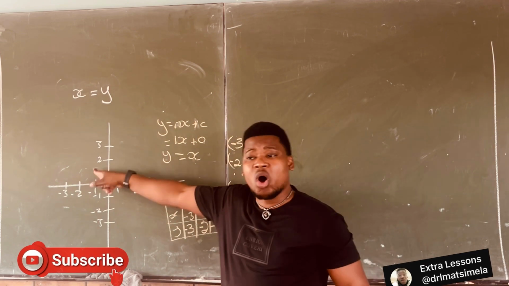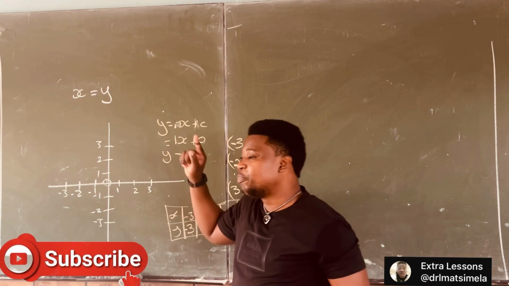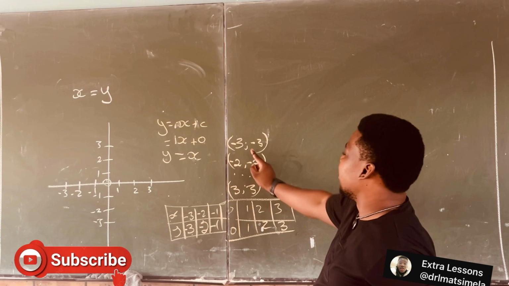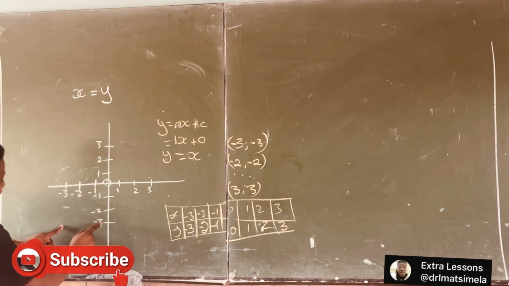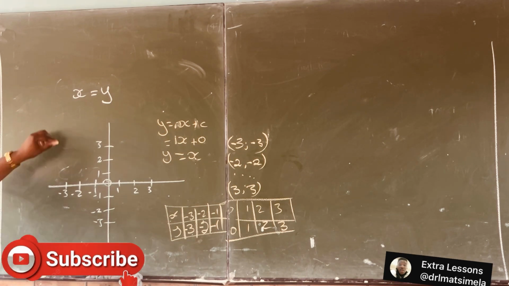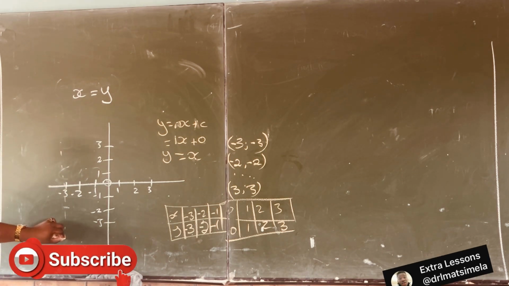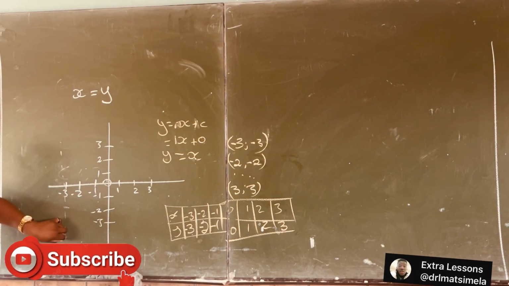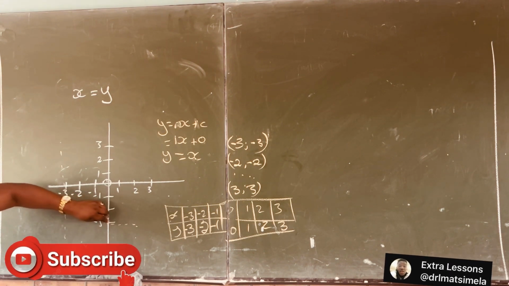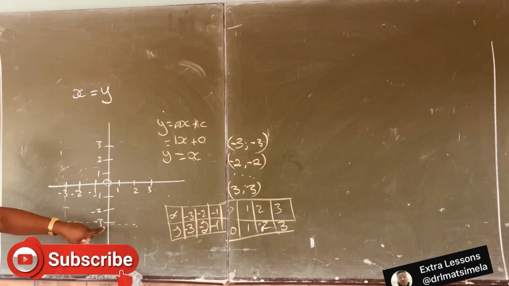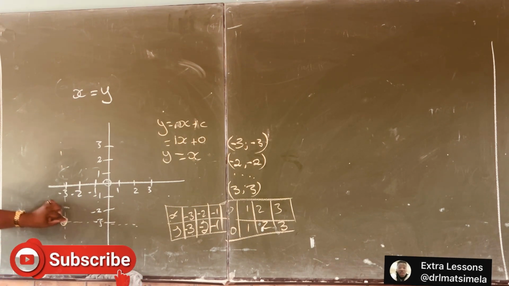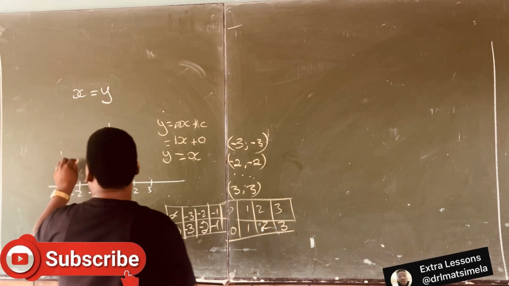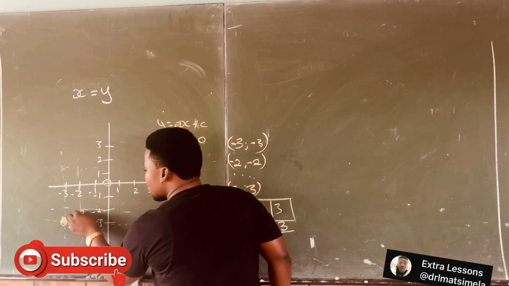We have to plot. Let us plot the points together. From negative 3 and negative 3. X is negative 3, y is also negative 3. Don't forget to draw the straight line across the line x is equals to negative 3, and the straight line across the line of y is equals to negative 3. Then where the two lines meet, we put what? We put the point. So for going to negative 2 and negative 2, we put the point.